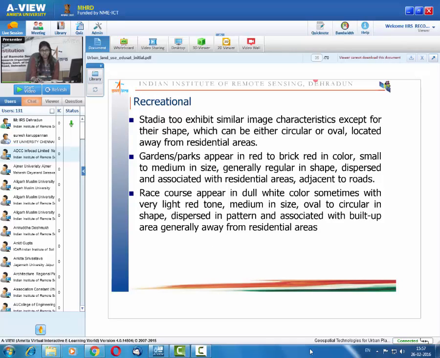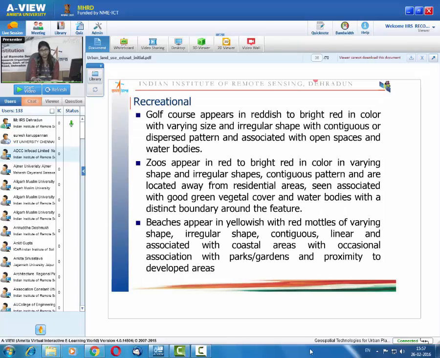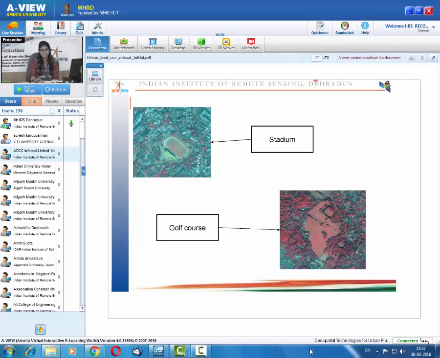Similarly, what more recreation can you have? You can have stadia, you can have gardens, you can have a race course. Stadia will appear with a shape. You can identify whether it is circular or oval, and it will be located away from the residential area. So you can identify that this is also a recreation area. So this becomes a stadium. You can see the oval shape, and the golf course, you can see it's a big patch. However, only on the basis of image interpretation, an image cannot be classified. You will have to go on field and verify.